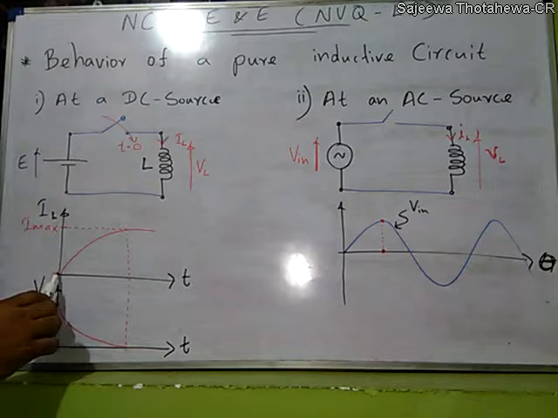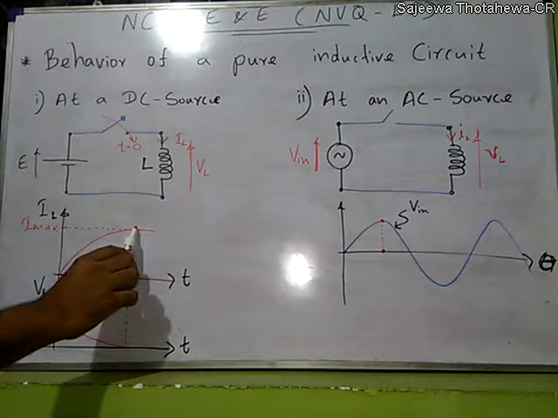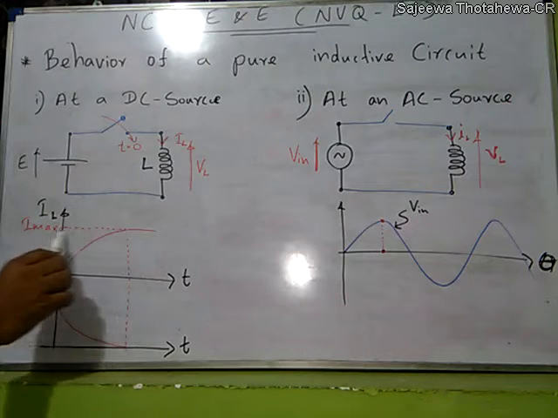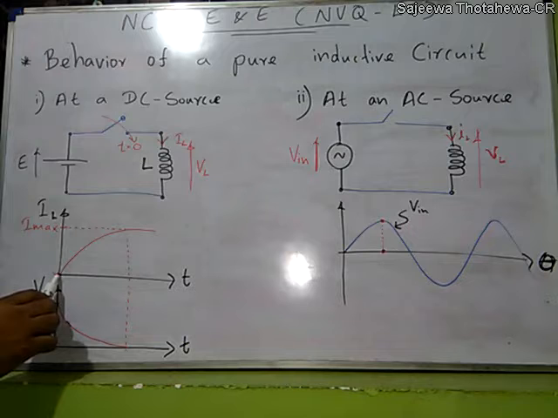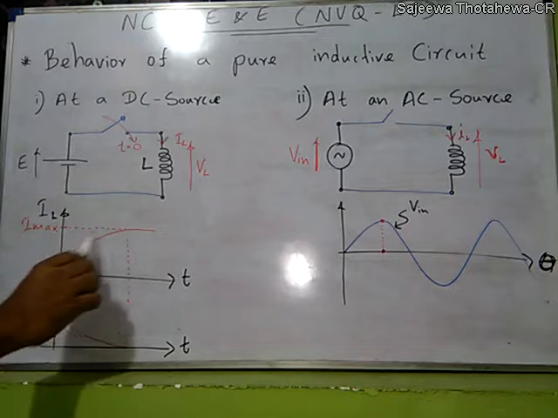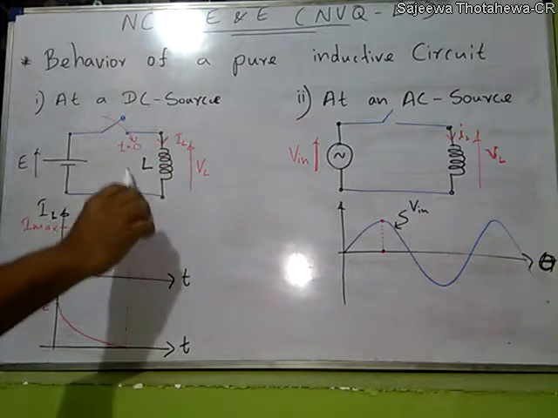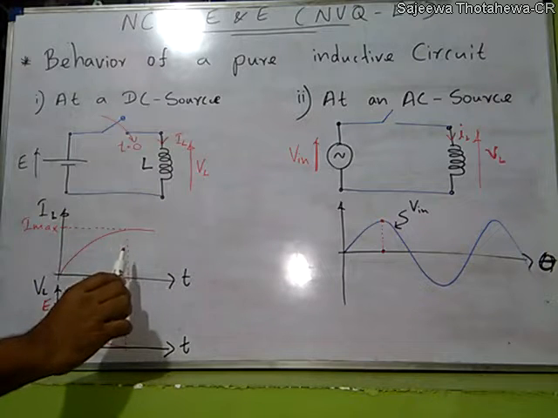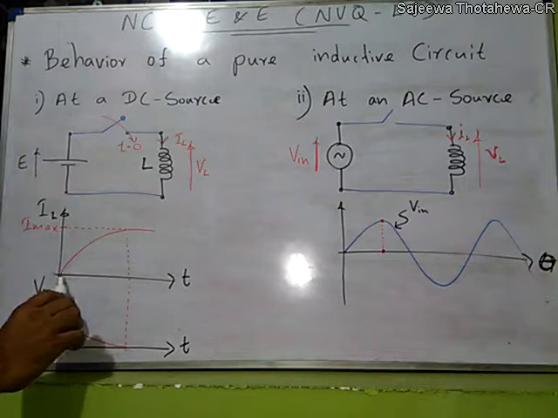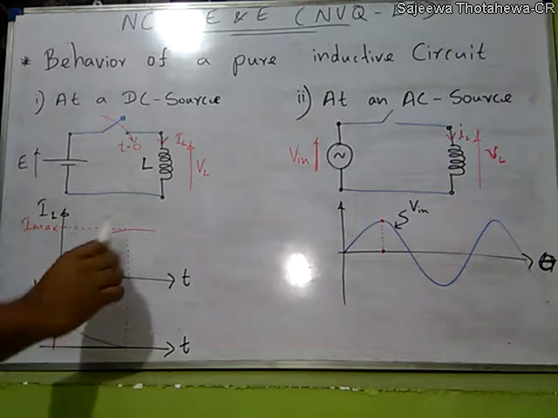You can see here the current is gradually increasing through the inductor like this. I take the maximum value as the Imax. The reason for this graph is the inductor initially opposes the flow of current. That's why we receive this kind of a graph.